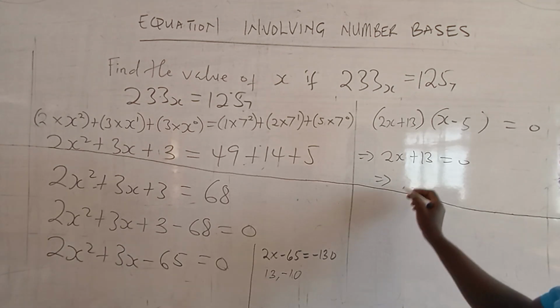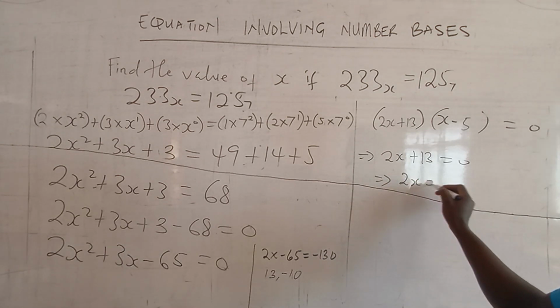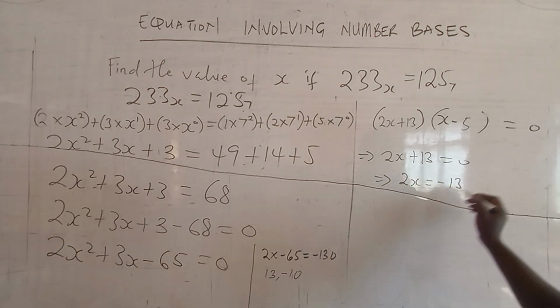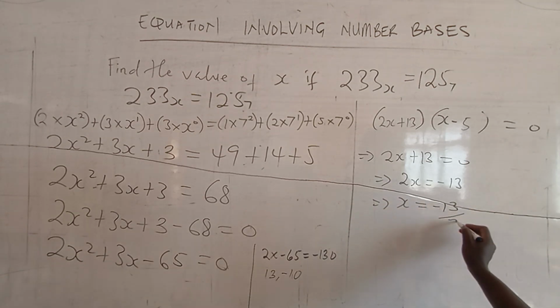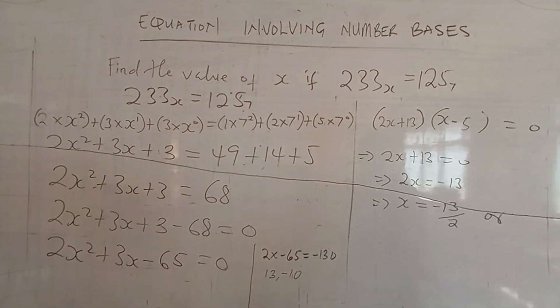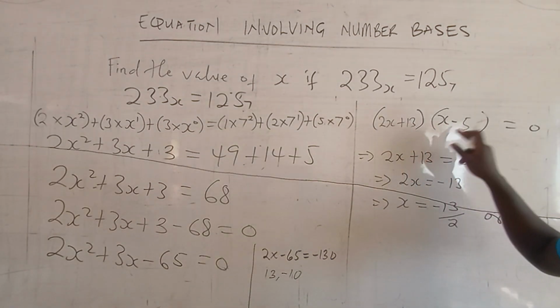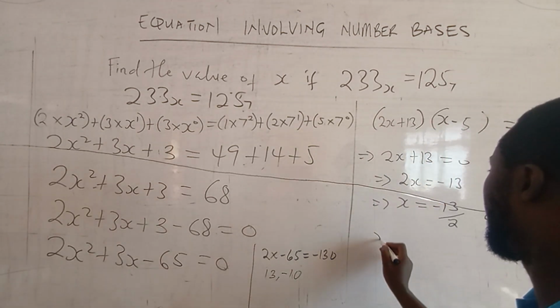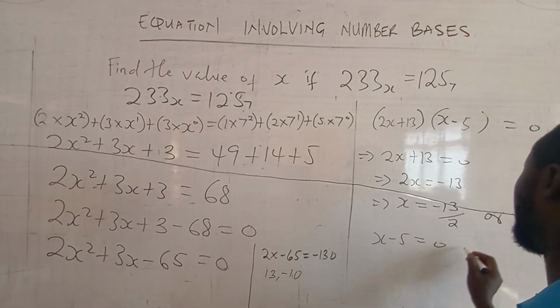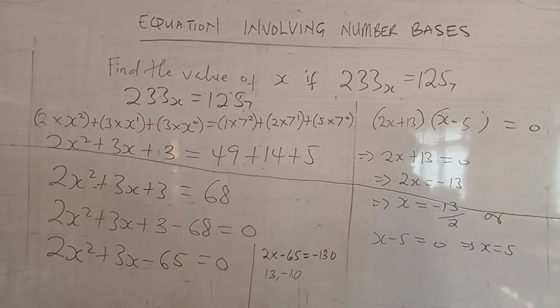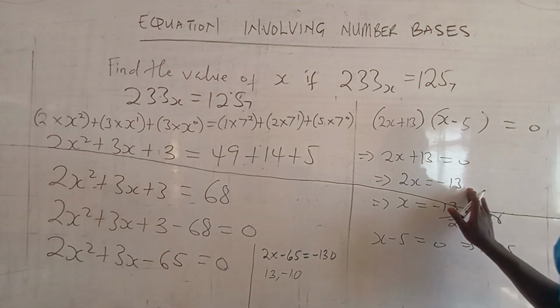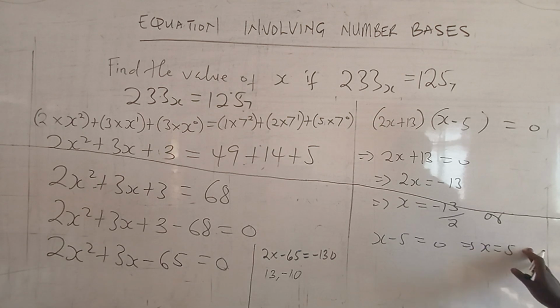Which implies that our 2x is equal to minus 13, which implies that our x is equal to minus 13 over 2. Or, you see that we also have s minus 5. So we also have s minus 5 equal to 0, which implies that s is equal to what? 5. So we have two answers for s. Either s is minus 13 over 2, or s is equal to 5.